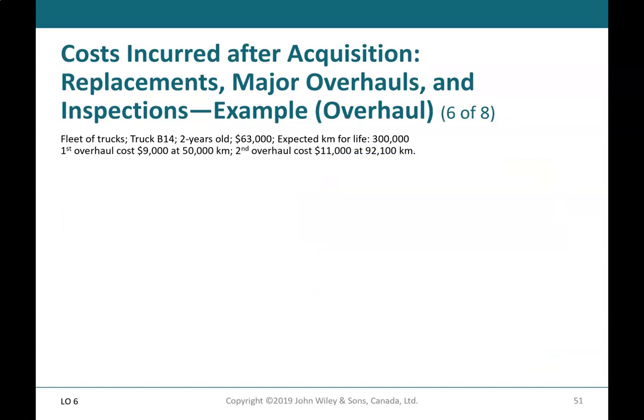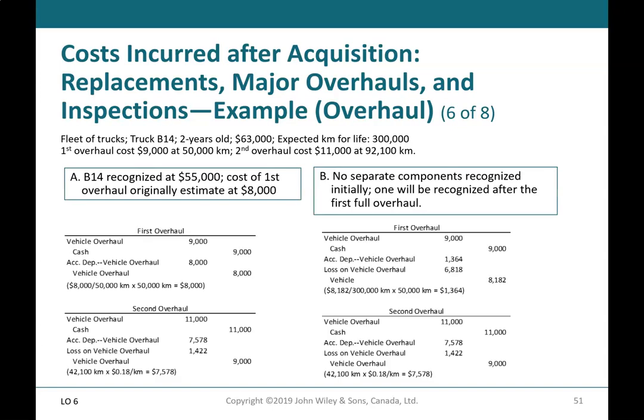Costs incurred after acquisition: replacements, major overhauls, and inspections. Example, overhaul, 6 of 8. Fleet of trucks, truck B14, 2 years old, $63,000. Expected kilometers for life, 300,000. First overhaul cost $9,000 at 50,000 kilometers. Second overhaul cost $11,000 at 92,100 kilometers.